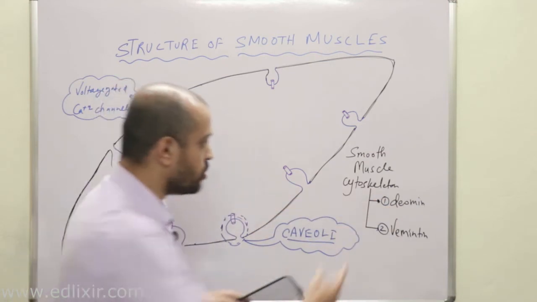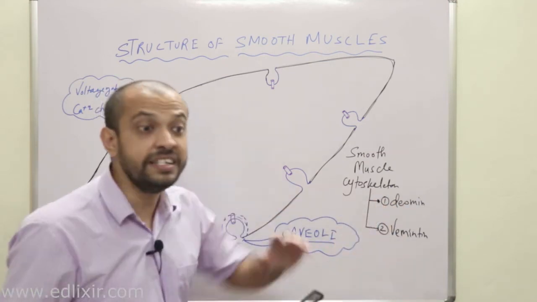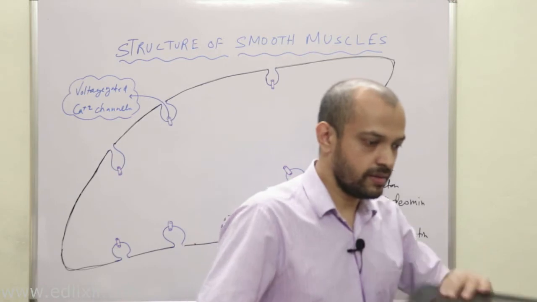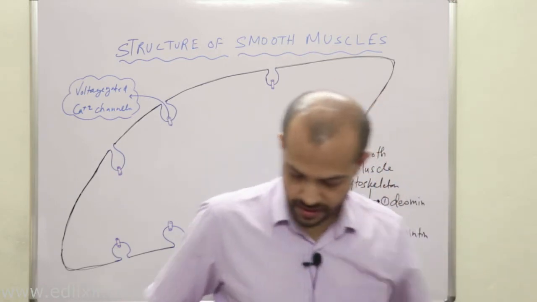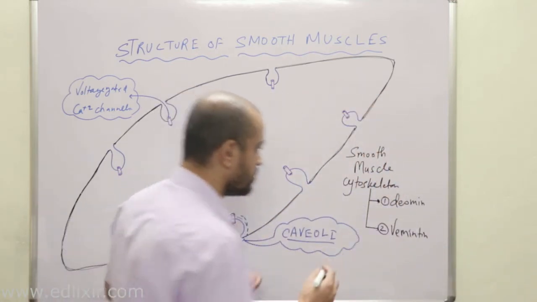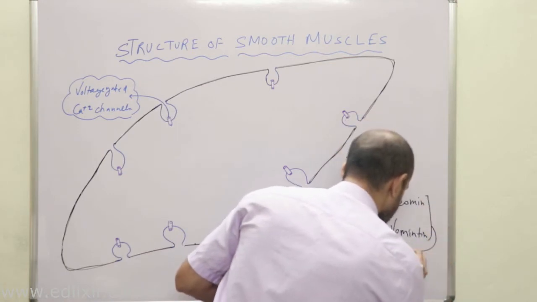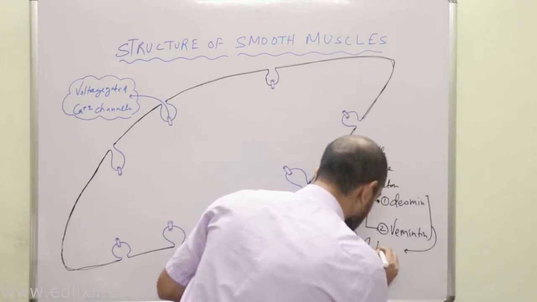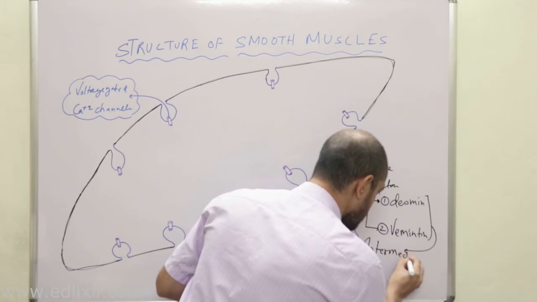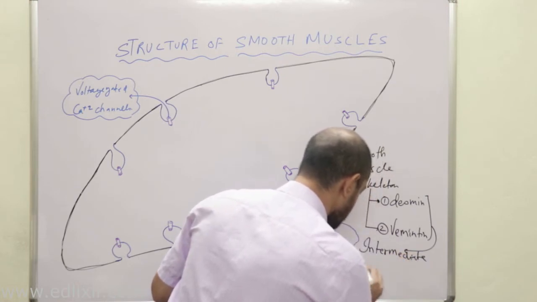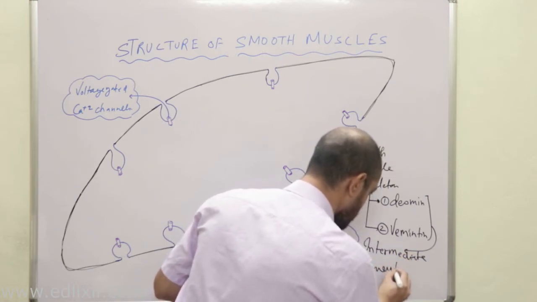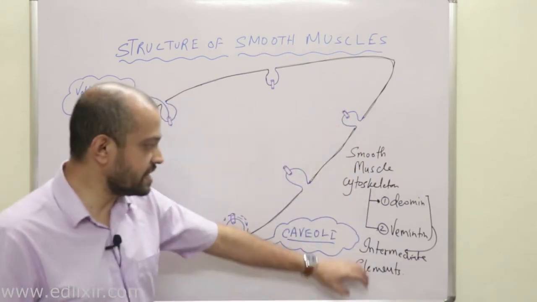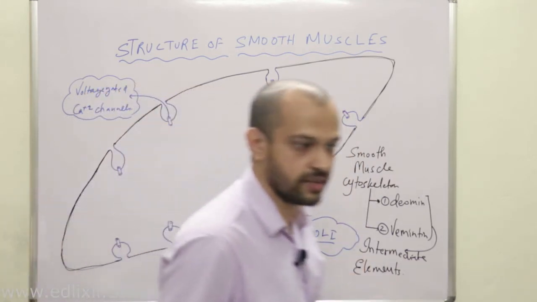Now listen, both vimentin and desmin are actually intermediate elements. They are actually what? Please say loud and clear. They are what? Yes, intermediate elements. Okay? Clear? They are intermediate elements of the cytoskeleton.